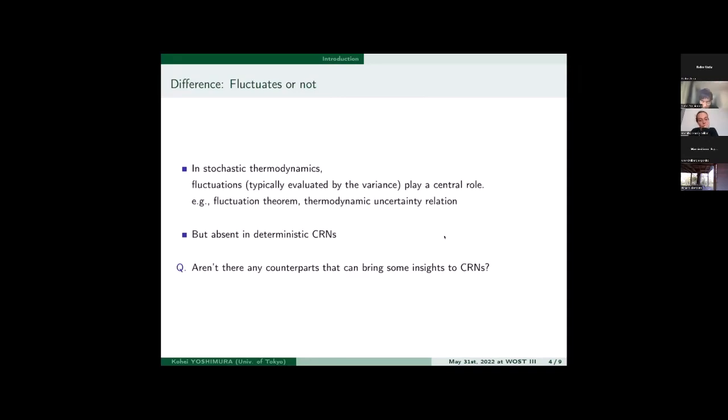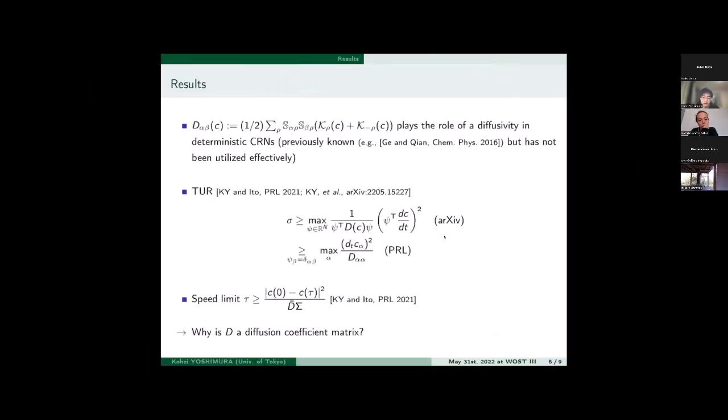So one question can arise: are there any counterparts of fluctuations that can bring some insights to chemical reaction networks? And the answer is yes. The diffusion coefficient matrix defined using the reaction rates can play the role of diffusivity in deterministic chemical reaction networks. It was previously known, for example in this paper, where the authors discuss a kind of fluctuation-dissipation relation with this diffusion coefficient matrix, but it has not been utilized very effectively. And in this work, and also in this work, we derived a TUR for chemical reaction networks by using this diffusion coefficient matrix.